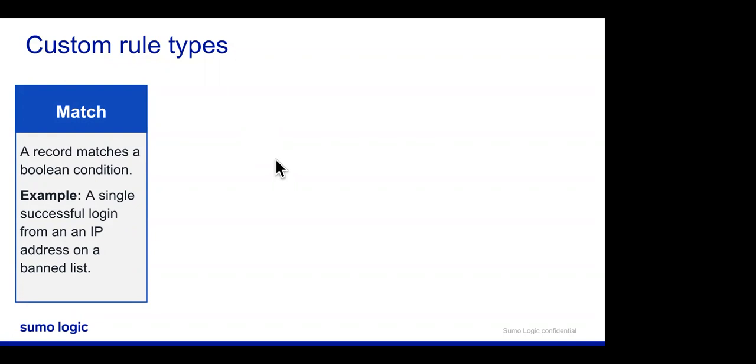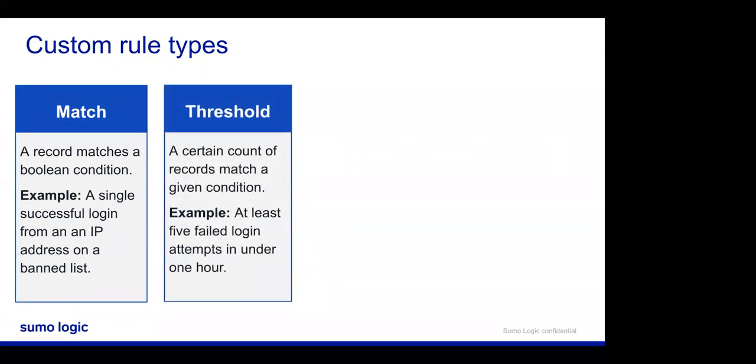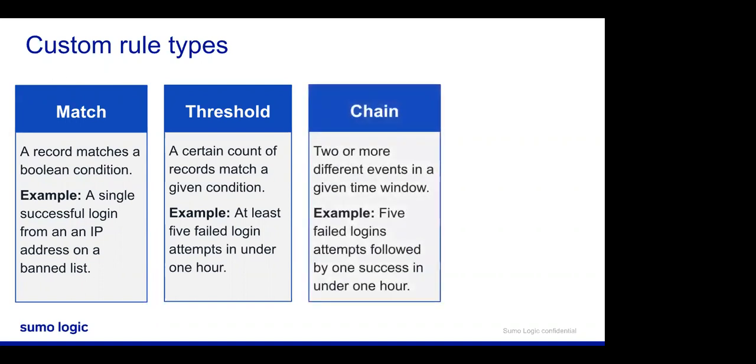That's simple. We have threshold rules. Here we're looking for a specific count of records that match a given condition. So maybe I'm looking for 5 failed login attempts in a specific time frame under 1 hour. Threshold rule, right? Could be an example of a brute force attack. A chain rule is where I chain 2 or more things together. So, for example, I want my 5 failed login attempts followed by a successful login attempt within an hour. So you can chain different conditions together if you want to.